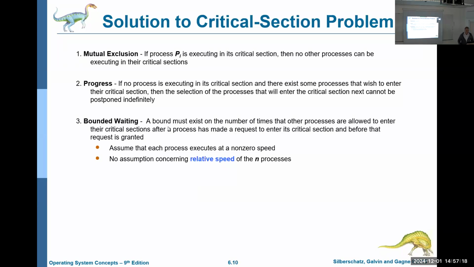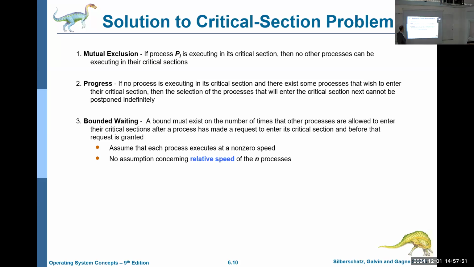Now, any solution to the critical section problem has to satisfy 3 criteria. One is called mutual exclusion. That's the most obvious idea. That means when I'm in my critical section, nobody else will be in it. So if I'm writing to a certain place in data, nobody else will be trying to write there. That's called mutual exclusion. When I go in, I exclude you. When you go in, you exclude me.